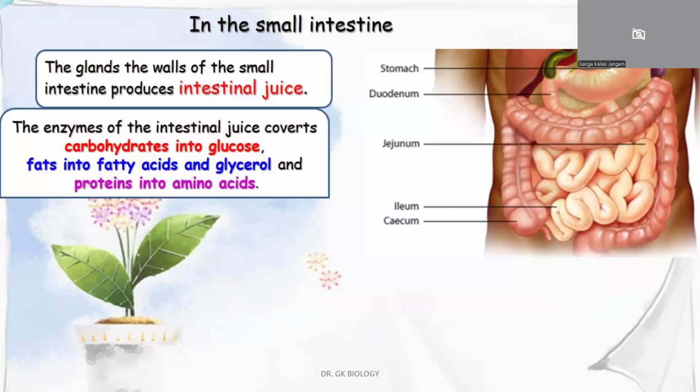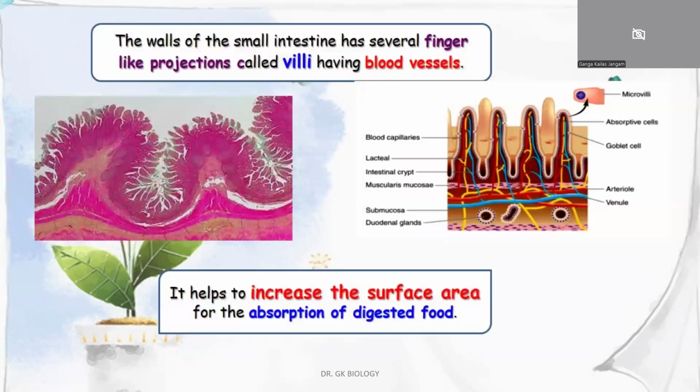In the small intestine, the glands of the walls of the small intestine produce intestinal juice. The enzymes of the intestinal juice convert carbohydrates into glucose. This is very important. Fats are converted into fatty acids and glycerol. This is also very, very important. And proteins are converted into amino acids. As we know, complete digestion takes place in the small intestine, and absorption also takes place in the small intestine itself.